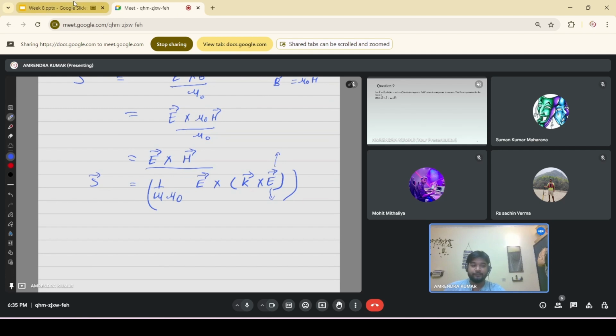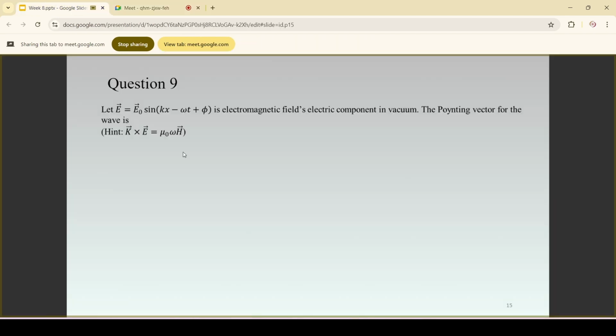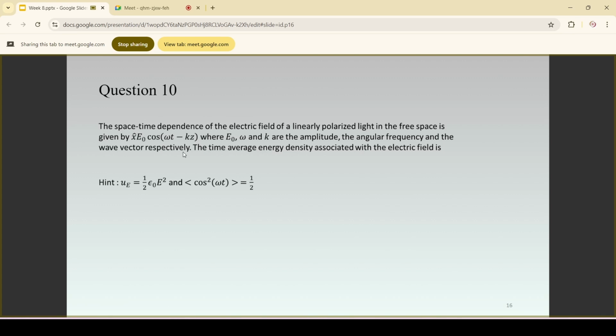And the next question is question number 10. The space-time dependence of the electric field of a linearly polarized light in free space is given by this. You have an E vector which is polarized in the x direction and is given by cos of omega t minus kz. It's propagating along the z direction. Then the time average energy density associated with the electric field will be.